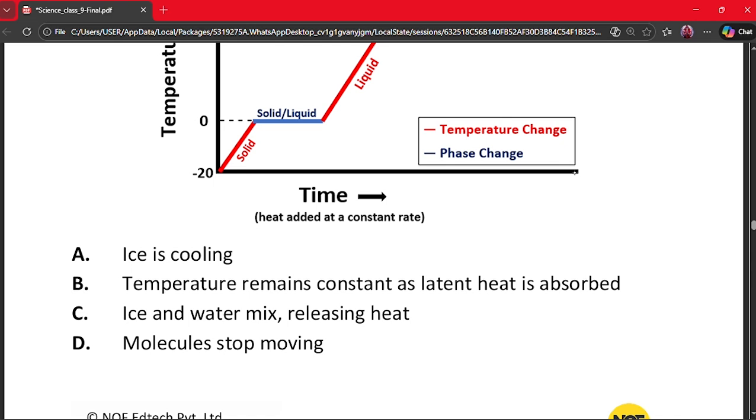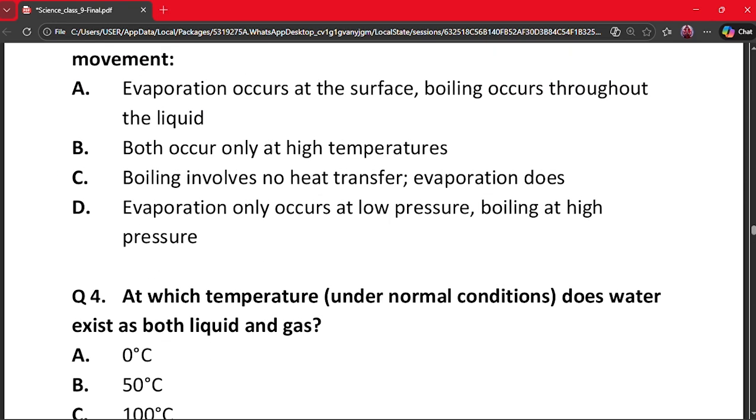A. Ice is cooling. B. Temperature remains constant as latent heat is absorbed. C. Ice and water mix releasing heat. D. Molecules stop moving. Here the correct answer is option B, because during melting of ice, temperature remains constant even though heat is supplied, and the supplied heat is used as latent heat to break intermolecular forces, and since energy is used for phase change instead of temperature rise, the graph shows a plateau. The next question is question number 3.